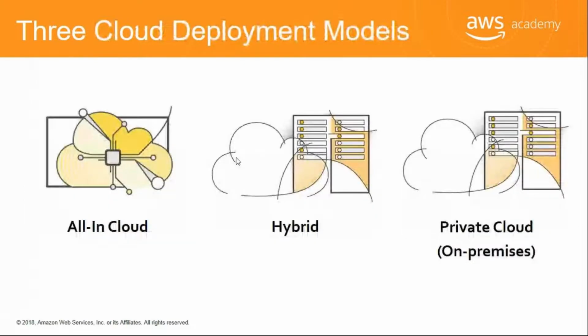So three cloud deployment models. One is all in cloud, then hybrid, then private cloud. So all in cloud means whatever infrastructure we are using, whatever services we are using, we deploy all in cloud. AWS has a lot of different services, more than 500 services. So to meet all our IT needs, we can deploy on the cloud.